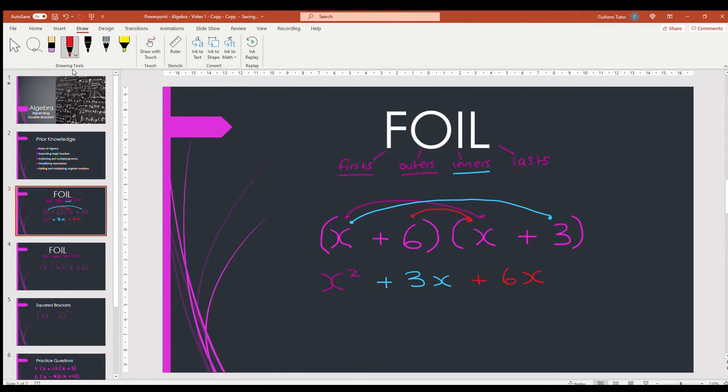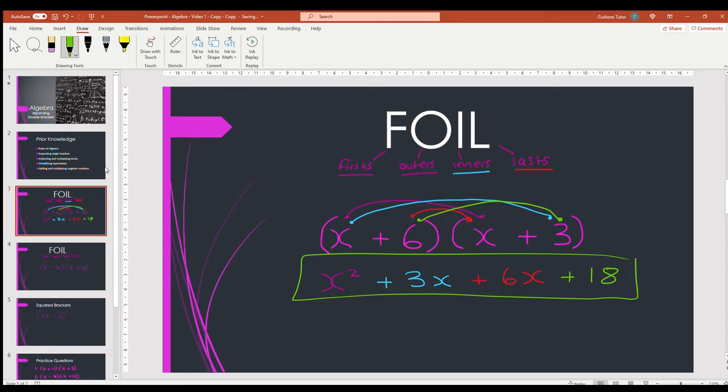And then we multiply the lasts. The last in the first bracket is the 6, and the last in the second bracket is the 3. 6 multiplied by 3 gives us 18.